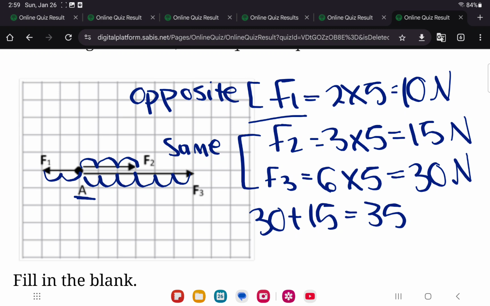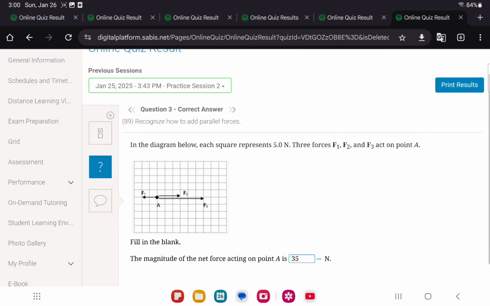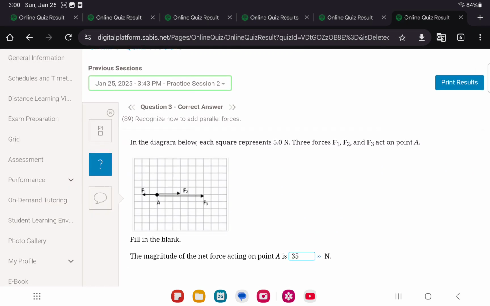So, no, sorry, this is 45. It's not 35, it's 45, okay? So we have to minus F1. So 45 minus 10 equals 35 newtons. And our answer here is 35 newtons.